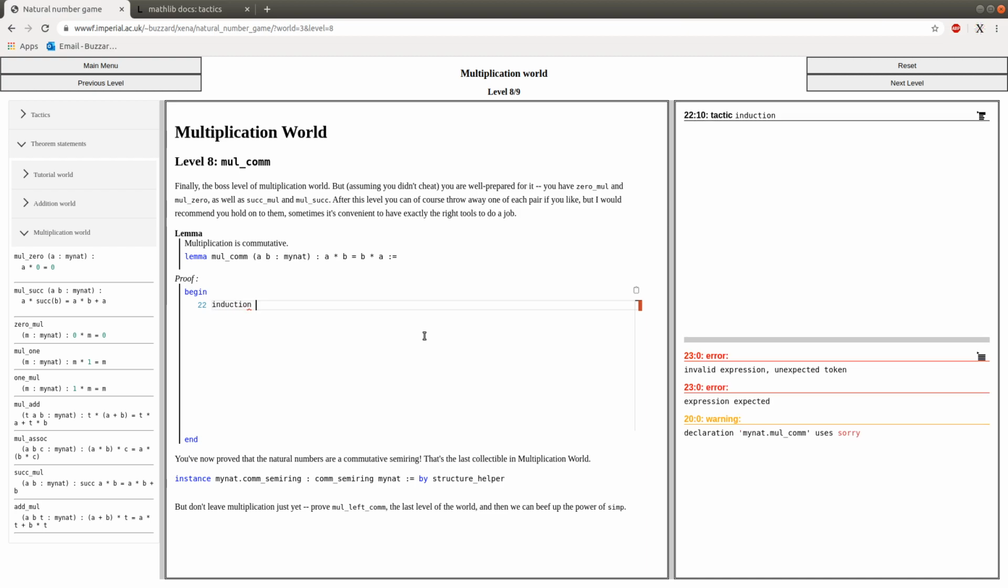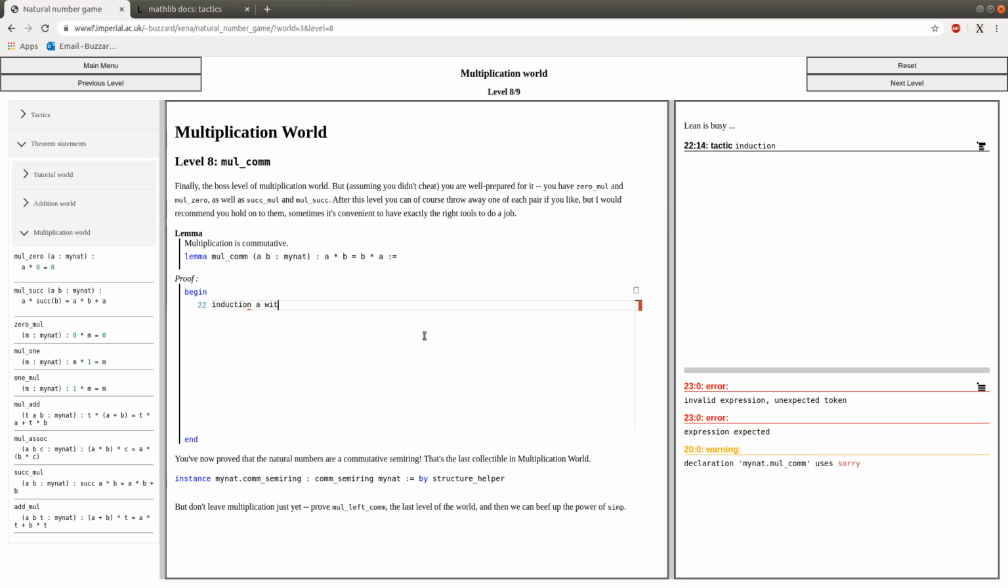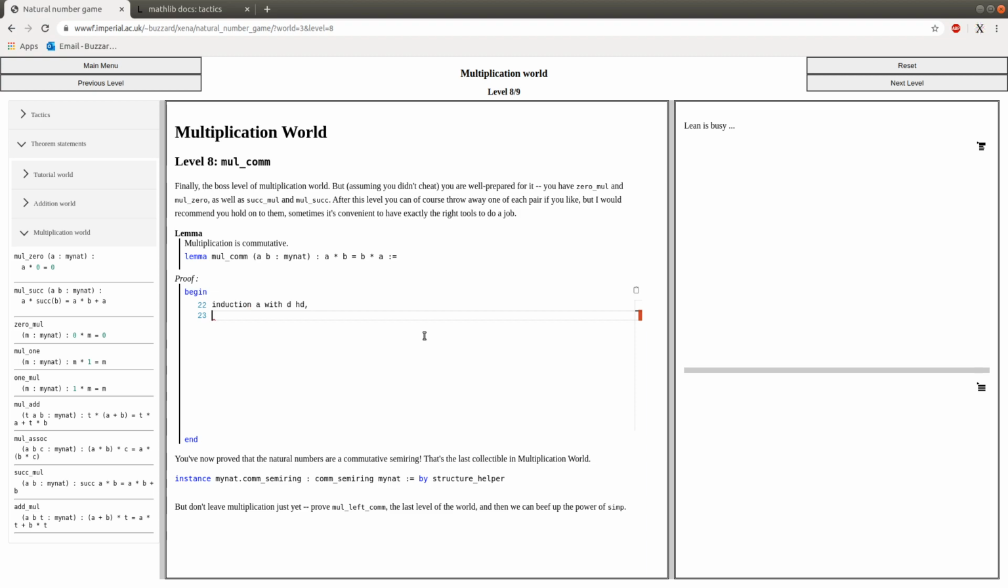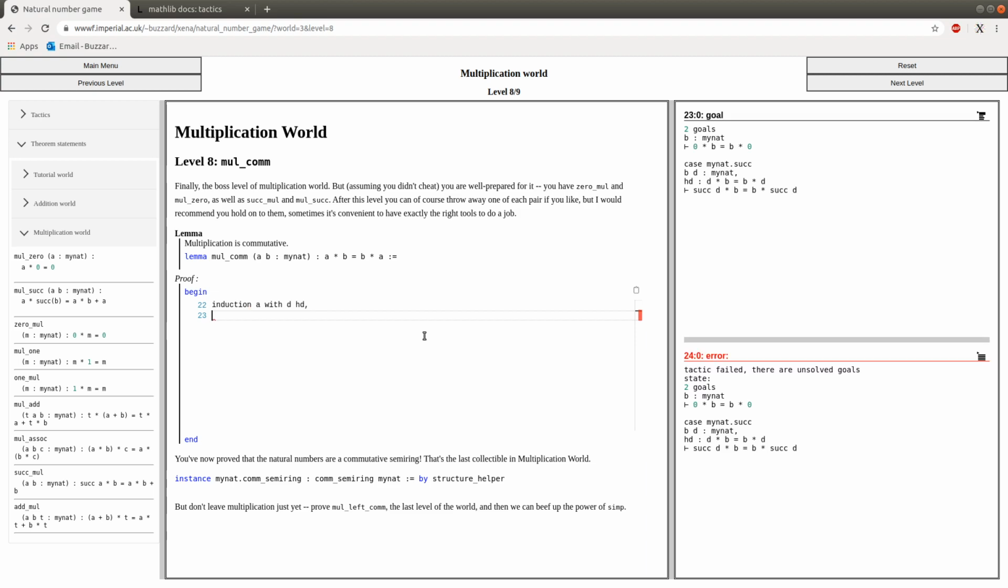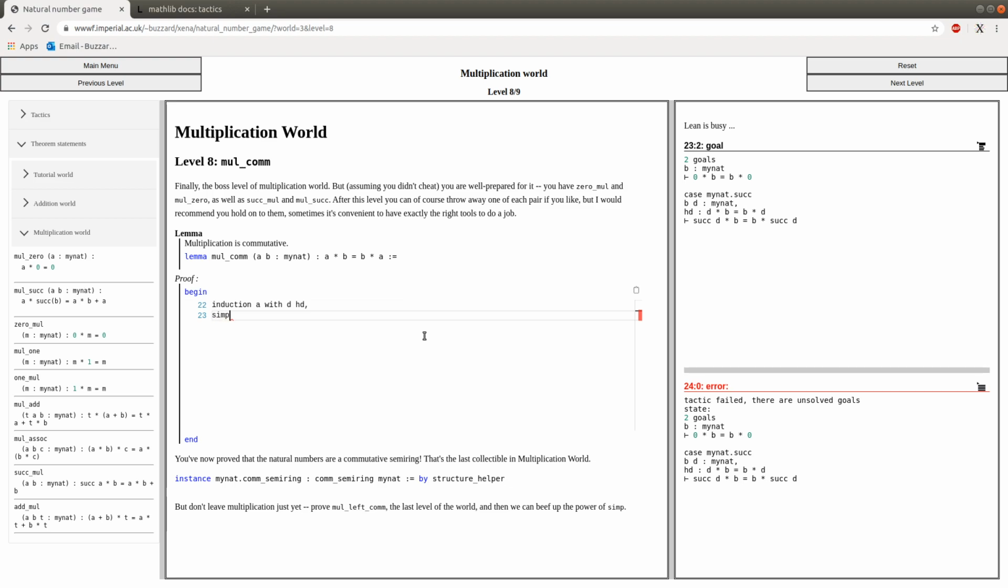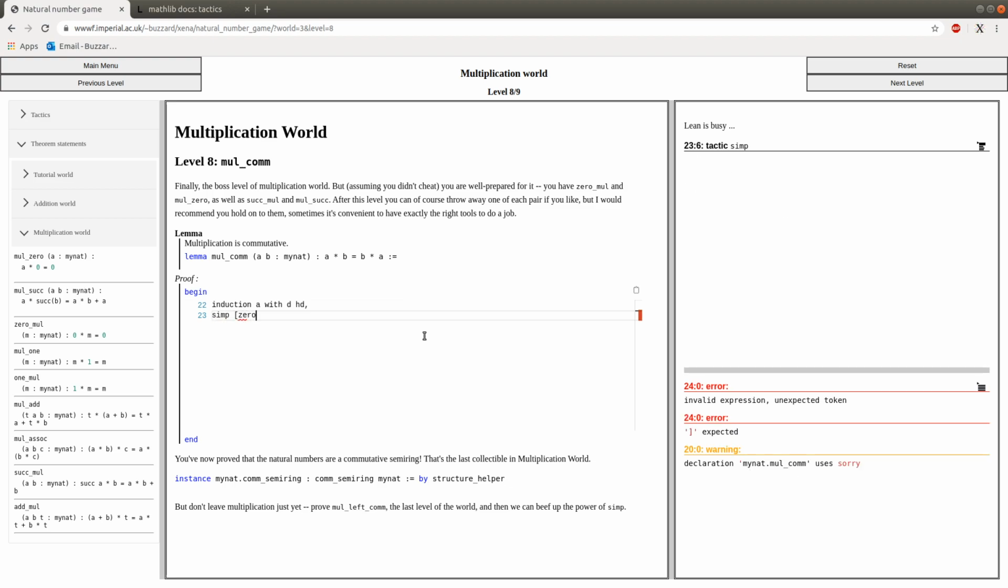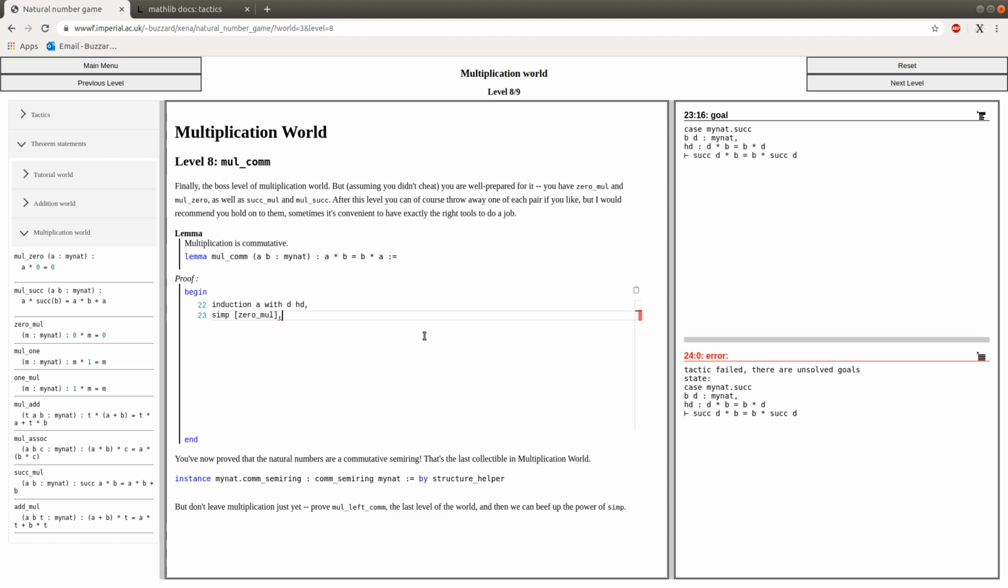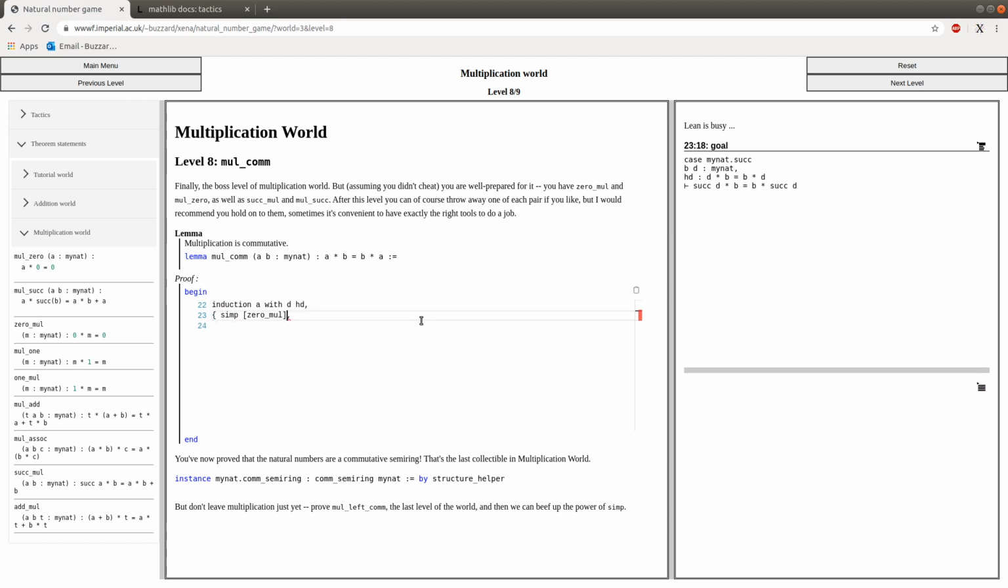Induction. I could do either of them, couldn't I? Induction, I don't know, A with DHD. Let's do induction on A for a change. A doesn't get much love. And the base case, I'm going to use simp, which is 0. Which one is true by definition? If I tell the simplifier about 0 mul, that should do the base case. Did it? It did. So there's the base case in its nice little brackets because I had 2 goals.